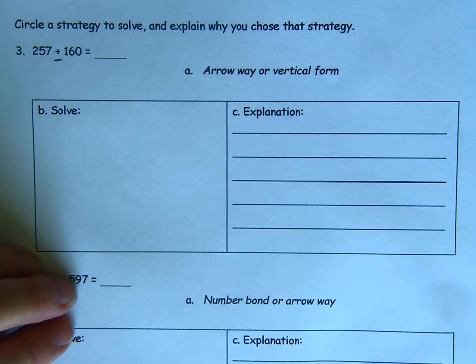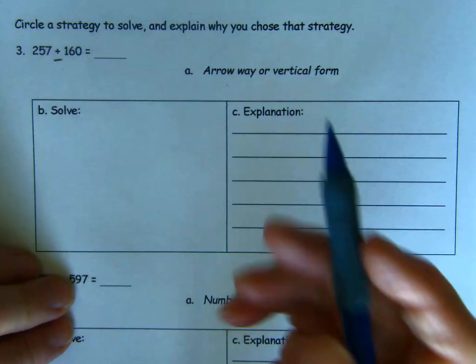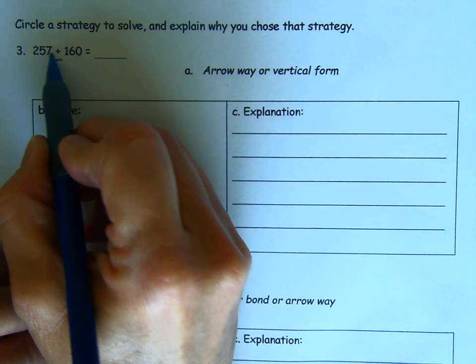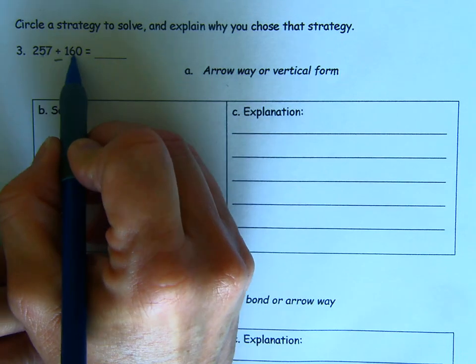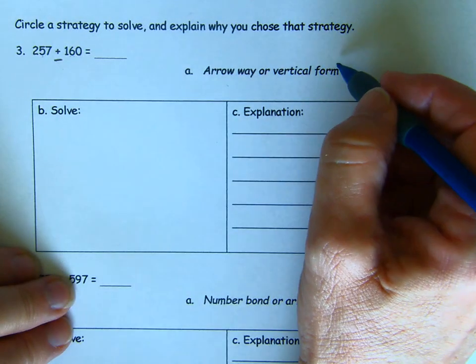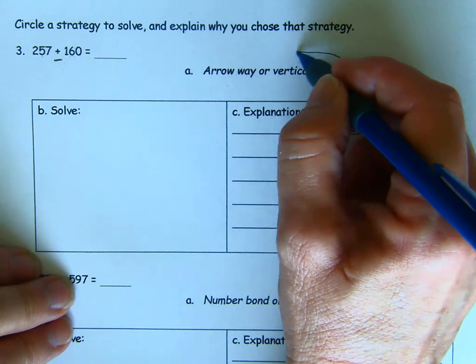And then go ahead and solve it. Pause the video, and come back when you're ready to talk to me about it. Now, as I look at this, when I have to add 160 to 257, it's not going to be super easy to do the arrow way. I can see that I'm not going to have to compose when I'm adding my ones, but when I'm adding my tens, 5 tens plus 6 tens, that's going to give me an extra new group. So I'm going to use the vertical form.